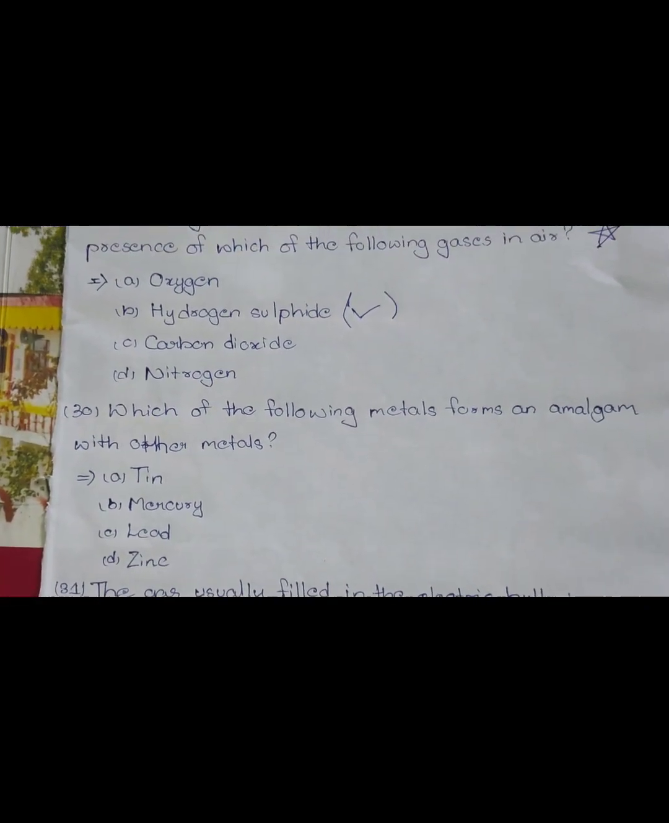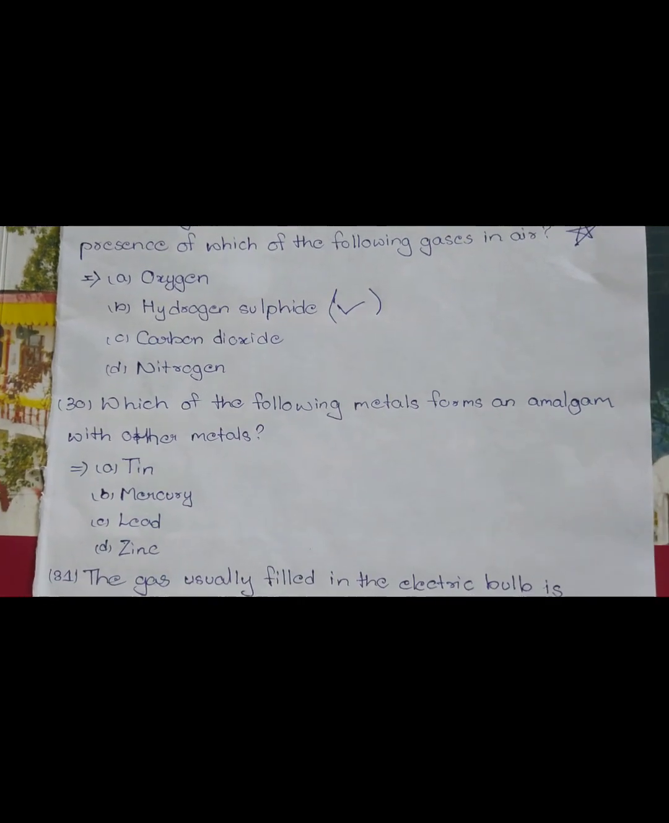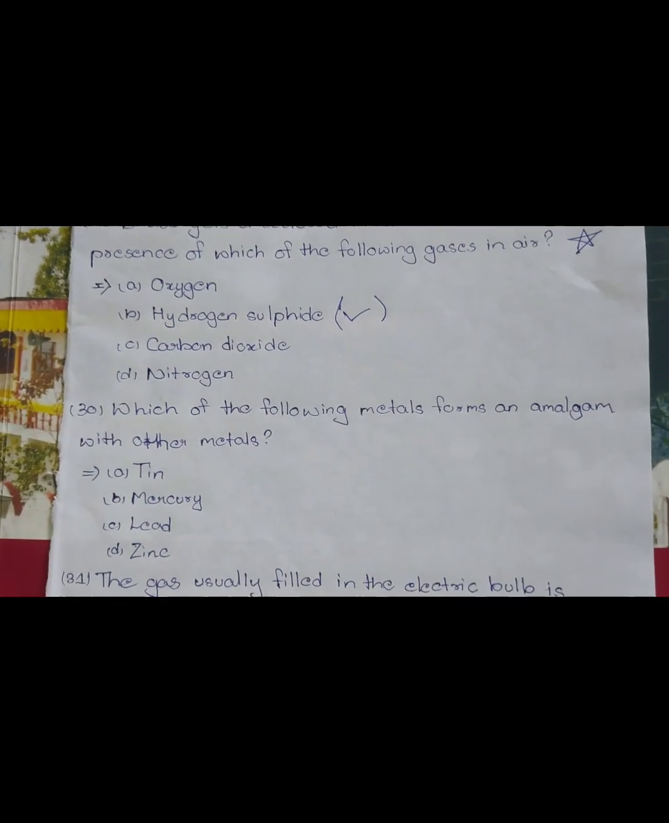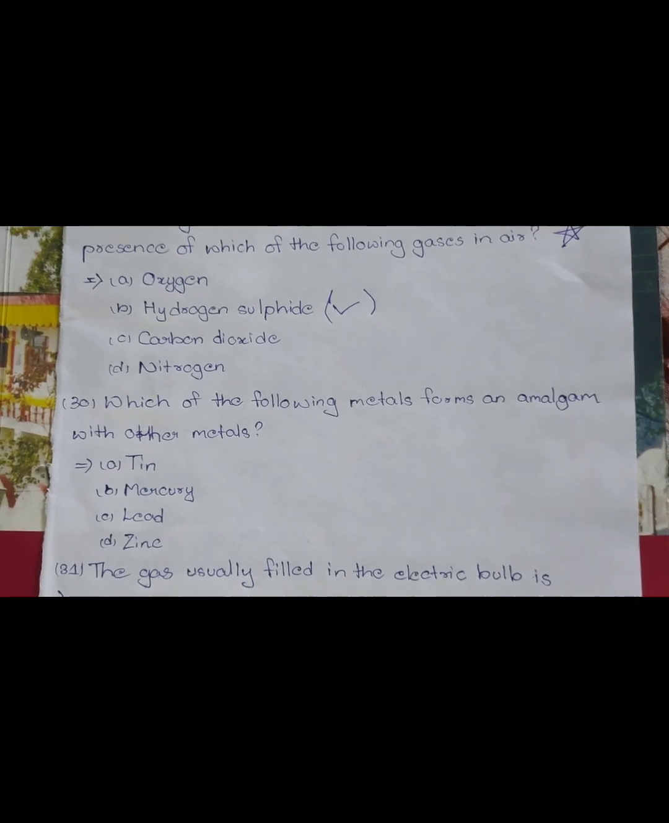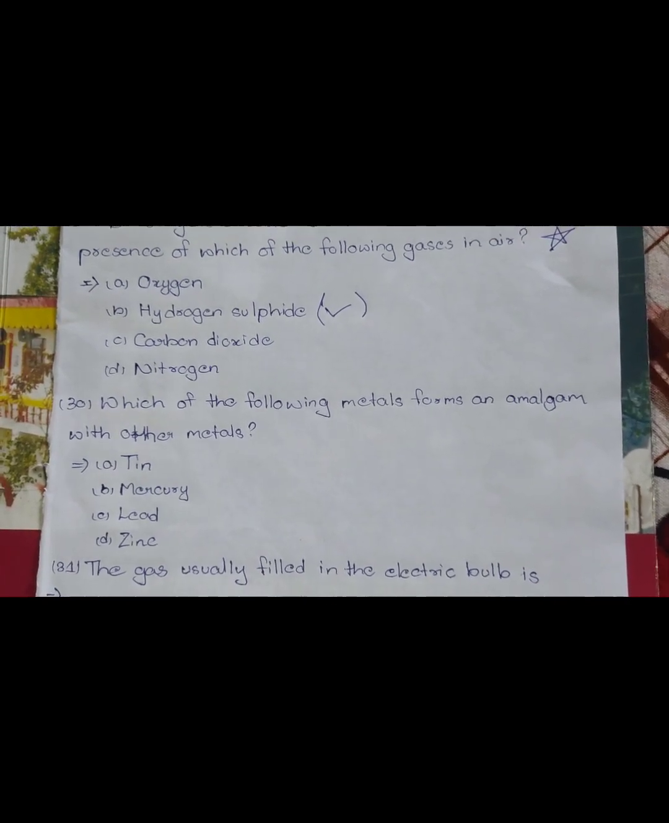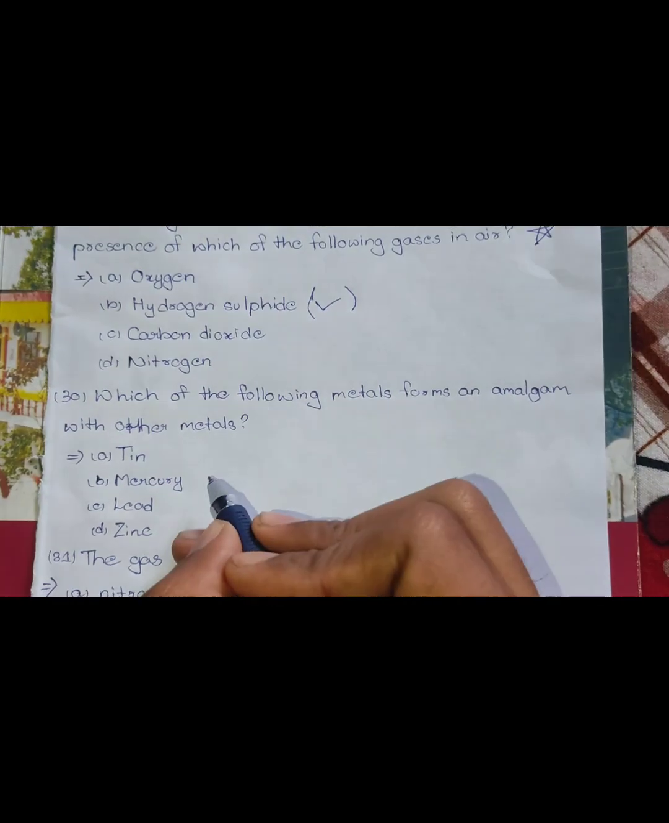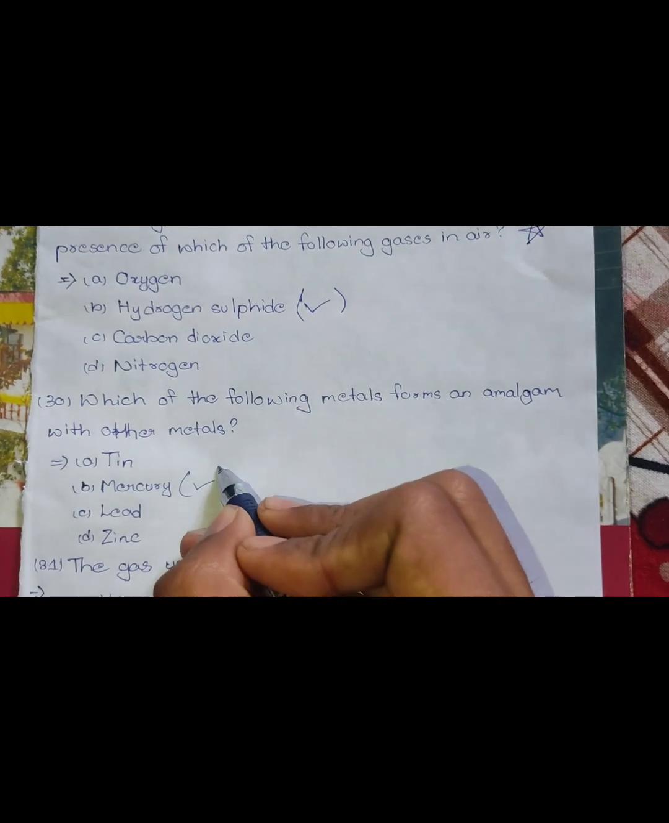Which of the following metals forms an amalgam with other metals? Option A, tin. Option B, mercury. Option C, lead. Option D, zinc. So the right answer is option B, mercury.